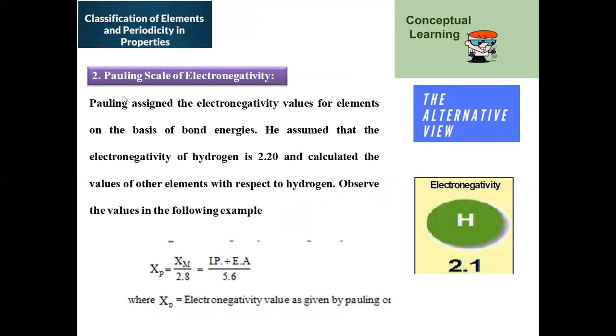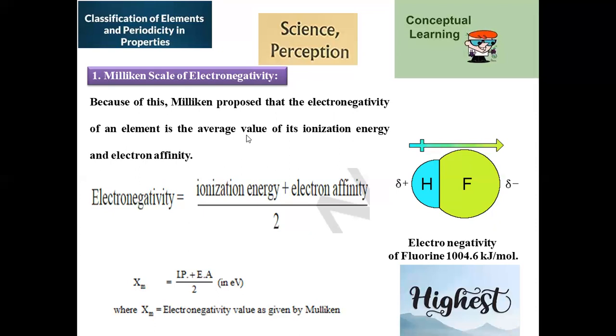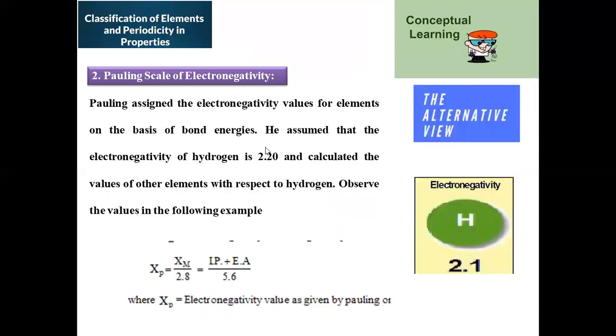Pauling scale of electronegativity: Pauling assigned the electronegativity values for the elements on the basis of bond energies. This is somewhat more precise when compared to Mulliken, but Mulliken laid the foundation for calculating the parameter called electronegativity. So we have to appreciate the effort of the scientists, right? He assumed that electronegativity is always measured with respect to a standard, hydrogen.